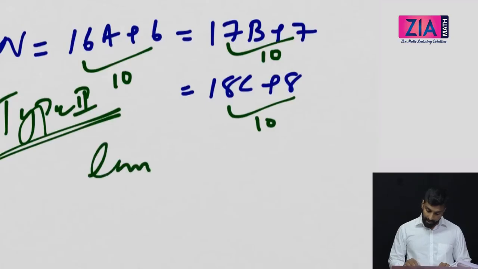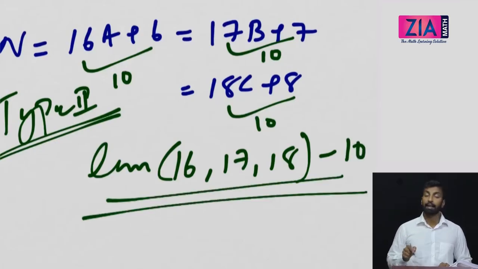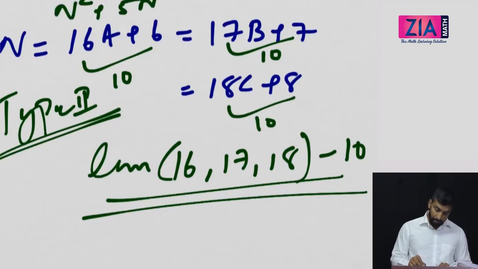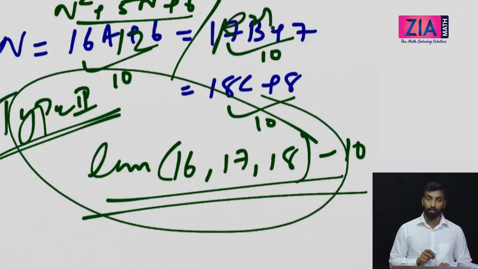So what is your answer? LCM of 16, 17 and 18 minus the difference, which is 10. This is the answer if the question is about the first possible value of n. But what is asked is not enough. You need to find the value of n, then find n square plus 5n plus 6, then divide it by 12, and then see the remainder, right? So this itself is a CAT level question. Now it is slightly more difficult, right?